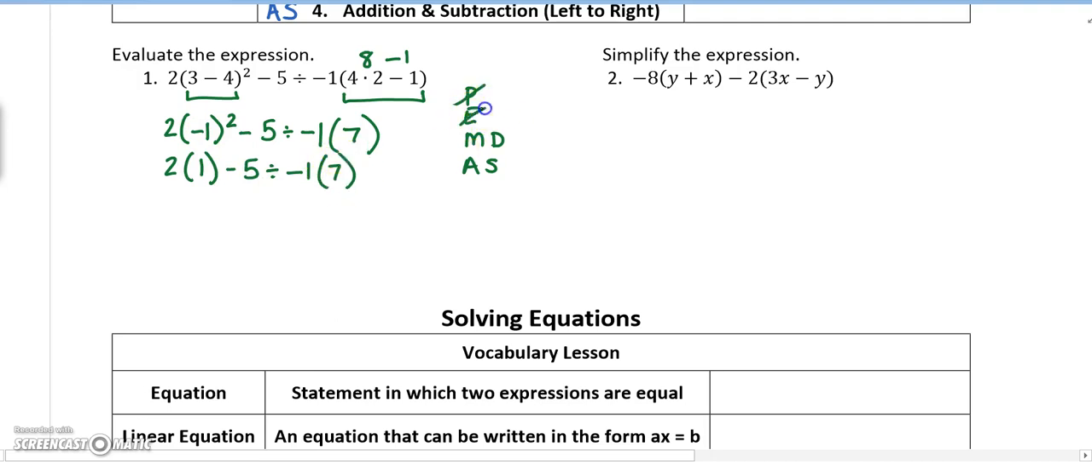So no more exponents. And then multiplication and division. Remember, that could be division and multiplication. All that matters is you go left to right. So the first thing, these parentheses here mean multiplication, so 2 times 1. That's the first one I'm going to do.